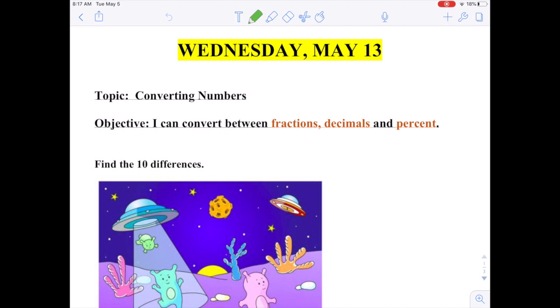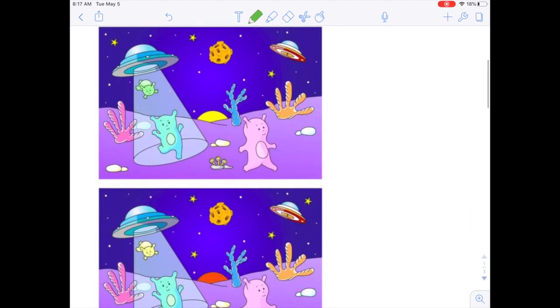We are going to keep going this week with converting numbers. So our second day of that is, again, we are going to look at converting between fractions, decimals, and percents. Today won't be as much, okay? So you'll see coming up here what the plan is for today. The first thing, you can go ahead and pause and find your 10 differences.